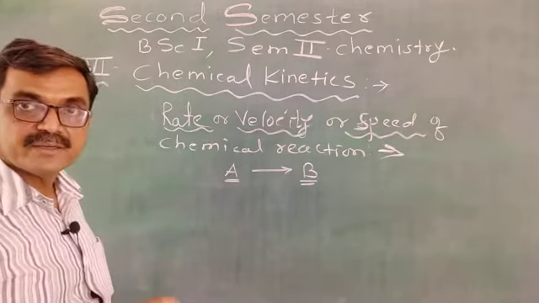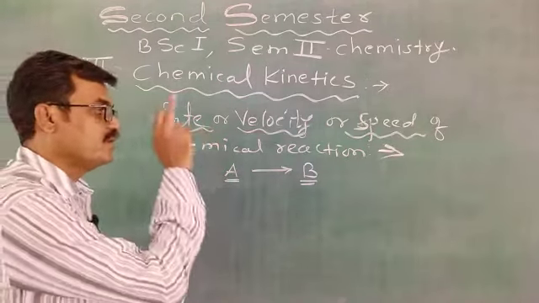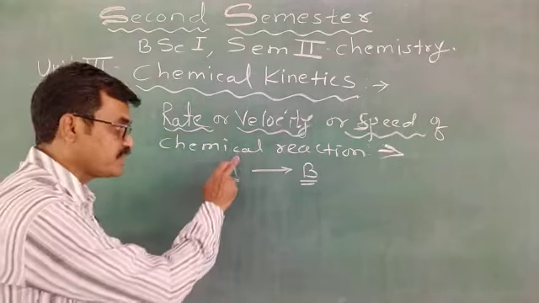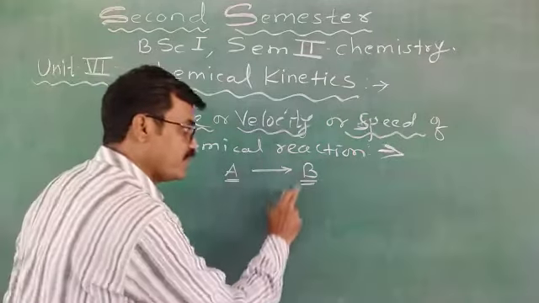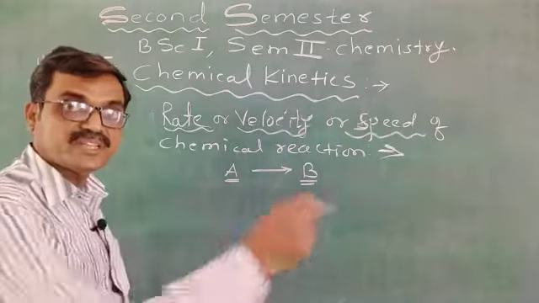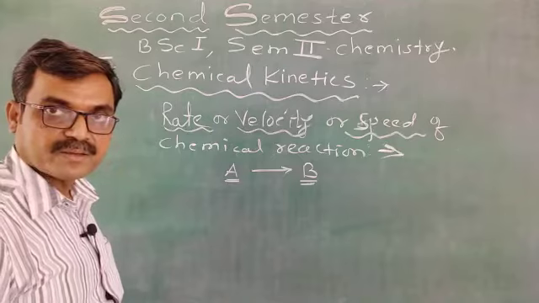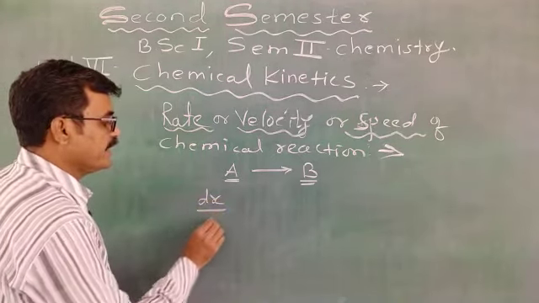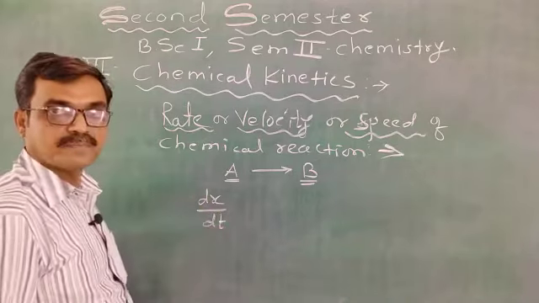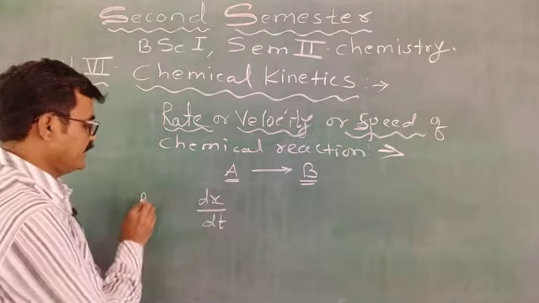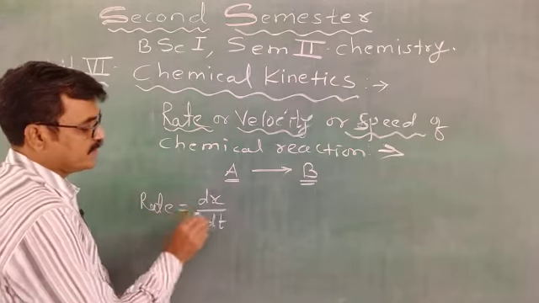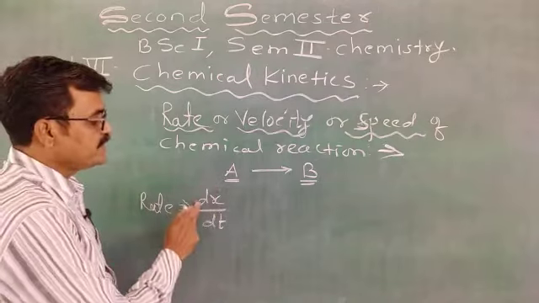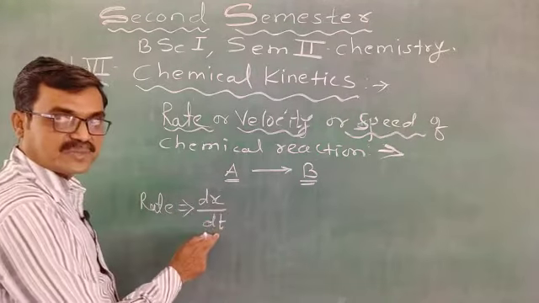Now, this rate of change of concentration of reactant or product with respect to time is called a rate. What is a rate? Rate or speed or velocity of the reaction can be defined as the change in concentration of reactant or change in concentration of the product with respect to time. Okay, and it will be denoted by dx by dt. This is rate. Rate of chemical reaction is nothing but dx by dt. What is dx by dt? Change in the concentration of reactant or product with respect to time.